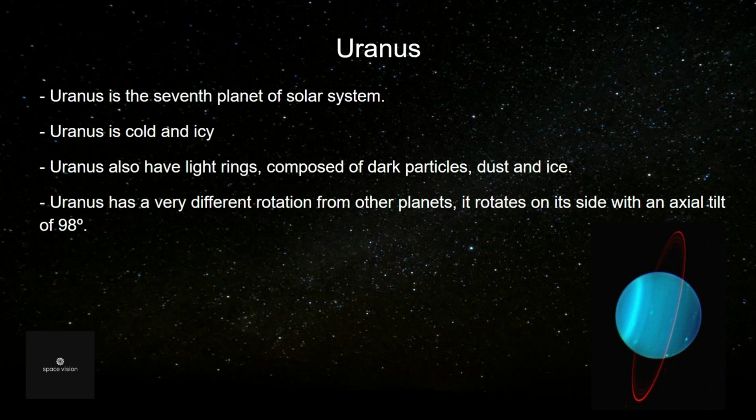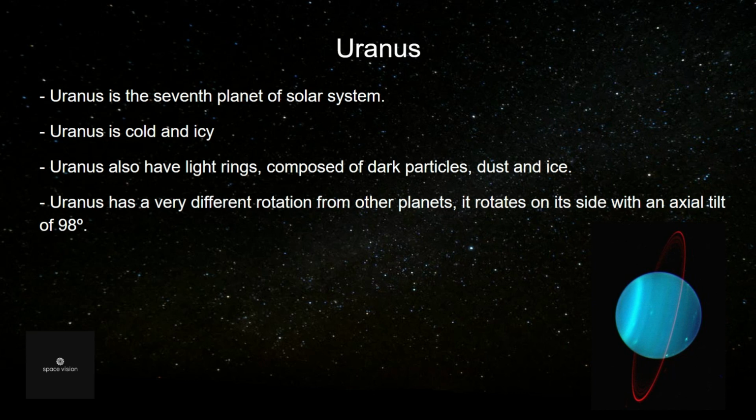Uranus also has light rings composed of dark particles, dust, and ice. We can see the rings of Uranus, but they are so faint that it's not like Saturn, where we can see them in more detail. And this concept of dark particles is a very interesting concept in astronomy, about dark matter, that we will see in the upcoming courses.